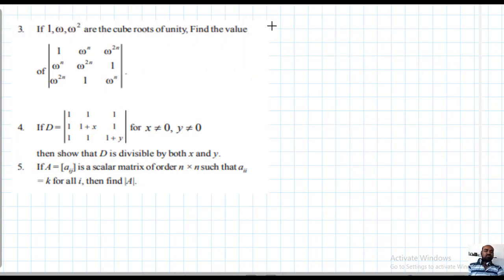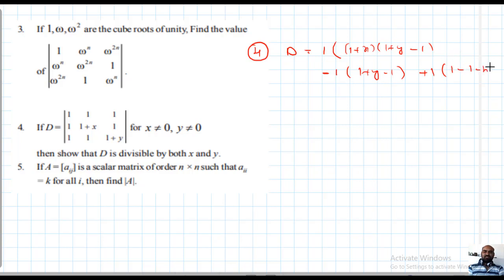Okay students, next problem, fourth problem. D is the determinant of this matrix, then show that D is divisible by x and y. It is enough to show that D equals x into y into something. No need to use any transformation, try to find the determinant directly. D equal to 1 of something, what is something, 1 plus x into 1 plus y minus 1, minus 1 into 1 plus y minus 1 plus 1 into 1 minus x.